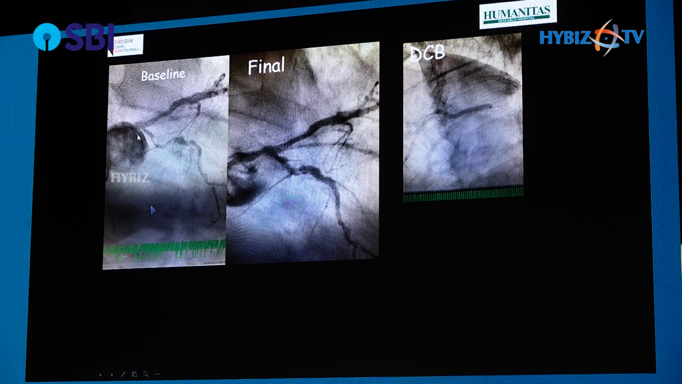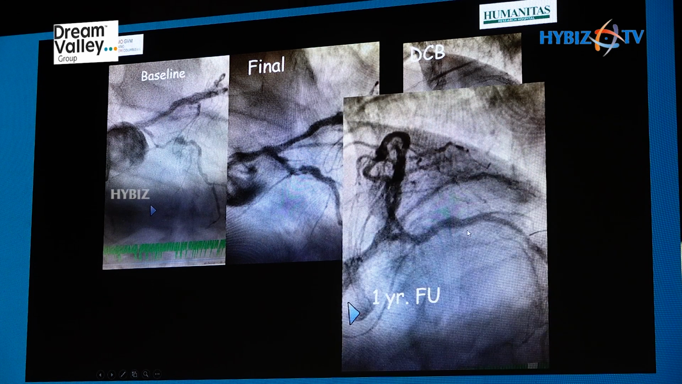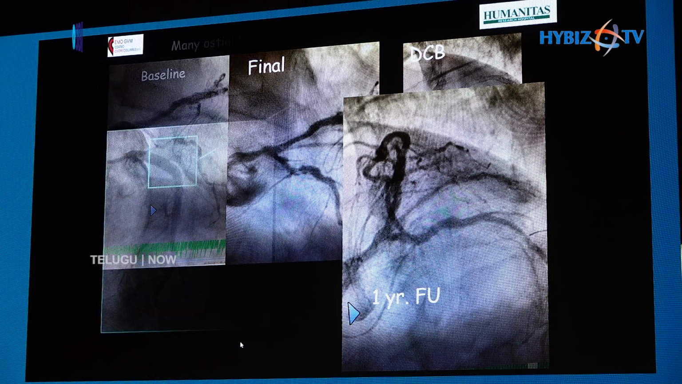This is a more severe disease of the circumflex, a diffuse disease confined to the ostium, but extending to the body. This disease in the old time, we would say absolutely stenting. Now, absolutely, I don't know. We pre-dilated, we had a reasonable result, there is some dissection, but the residual lumen is fine. We did a drug-coated balloon. This is 1-year follow-up, which is well maintained with no compromise of the left main and the ostium.